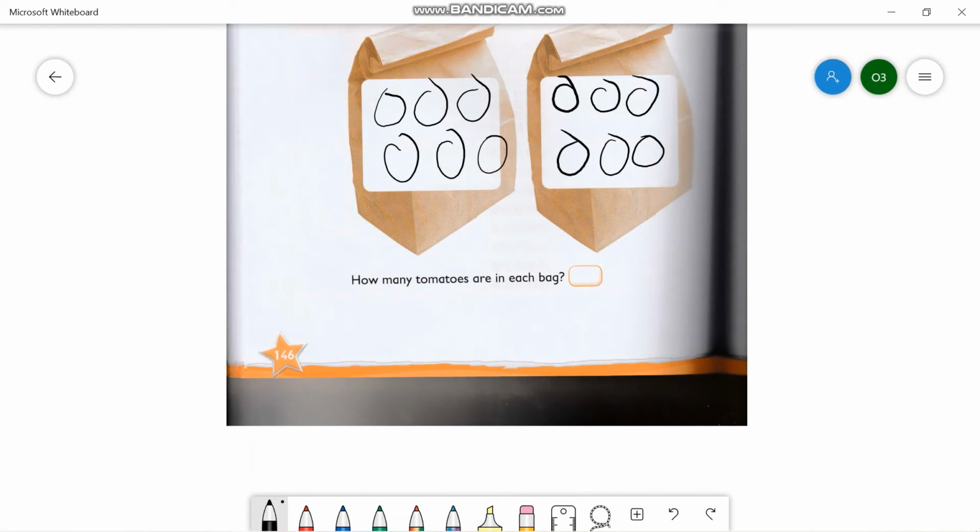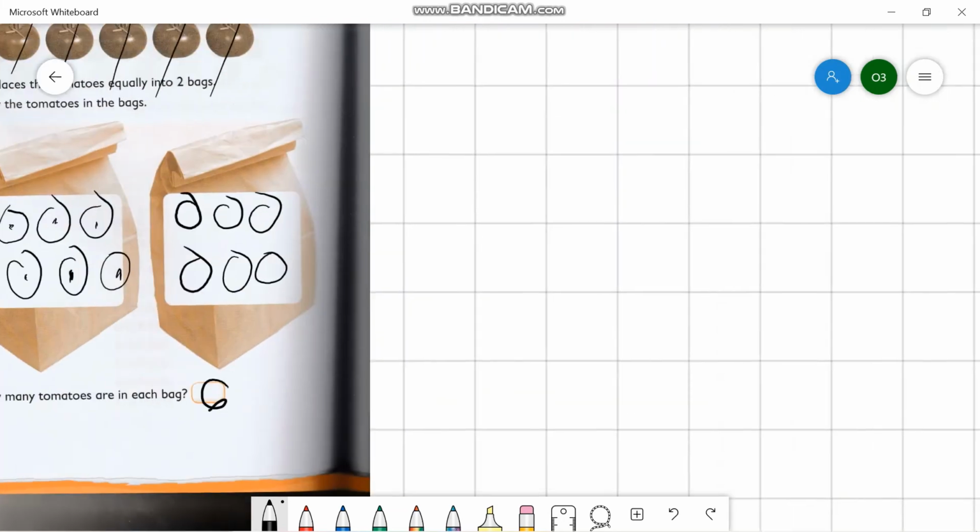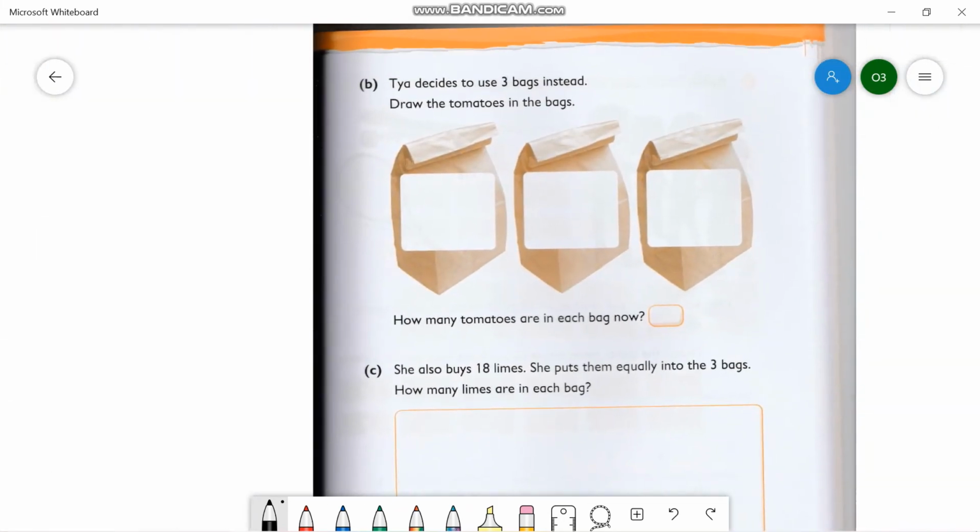How many tomatoes are in each bag? So how many? Let's count. 1, 2, 3, 4, 5, 6. Okay, so let's write here 6. Now let's go to question letter B. It's still connected with number 1.